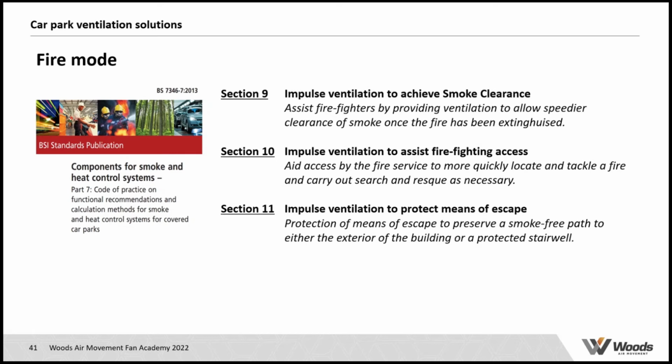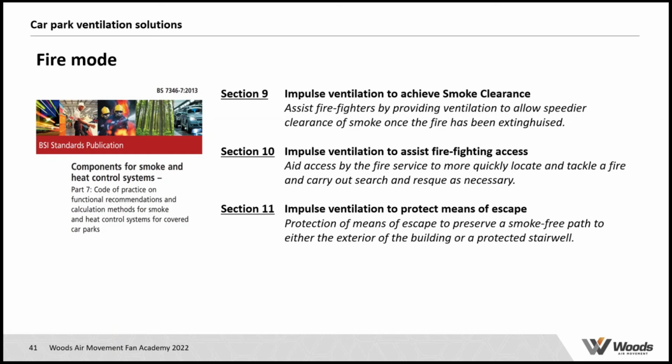And it's an interesting document because it comprises three sections: Section 9, Section 10, and Section 11. Now, Section 9 outlines the requirements fully as per the building regulations. So basically it outlines that the system is there to vent the smoke from the car park, but it doesn't say anything about the conditions in the car park throughout the development of the fire. So it's only focused on having a system that clears the smoke after the fire has been extinguished.